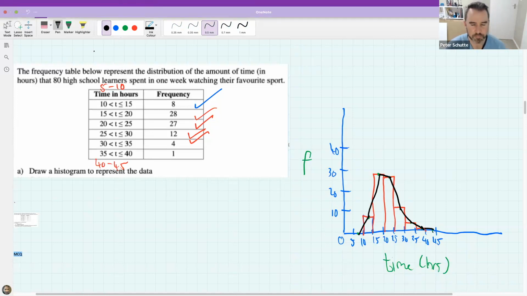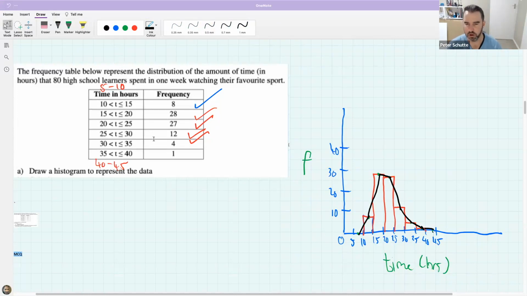Okay, give me a thumbs up if you feel comfortable with frequency polygons and histograms. Give me a thumbs down if you feel unsure about this particular graph. And remember, this is a graph of a grouped data table that focuses on frequency.